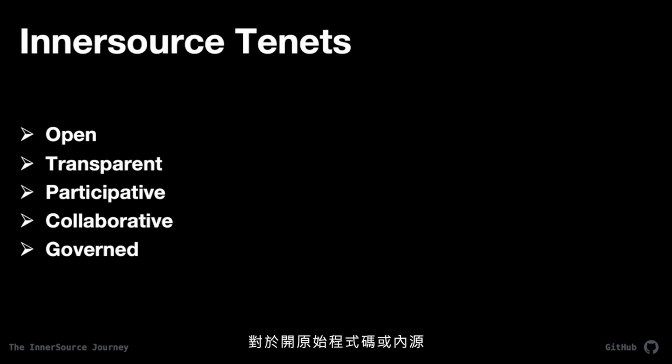As we think about open source, or inner sourcing, taking the open source learnings and applying them to your organization through inner sourcing, there's kind of 5 things that I think are important for us to consider as we look at bringing inner sourcing into your organization. The first one is that you want to create an open environment. You want to create a level playing field for the open sharing of work.